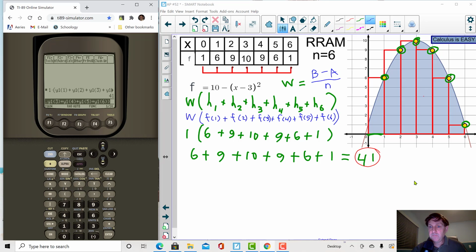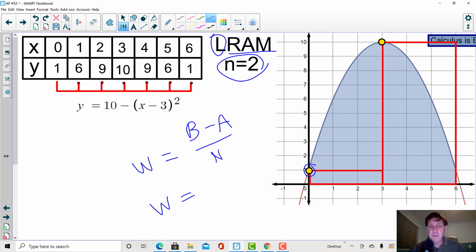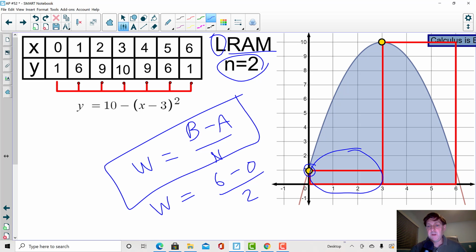Okay, let's go to the next example. For this example, we're going to use a left rectangular approximation with n equals 2, so that means just 2 rectangles, but each rectangle is going to touch at the top left corner. Let's try to use our formula to find the width. Remember, it's b minus a over n. The b is the endpoint, so that's 6. The a is the beginning, so that's 0. And we're dividing by 2 because we have 2 rectangles. This is going to give us a width of 3. For most of us, that's common sense. But if it was a more difficult example, this is the formula that you would use to figure out what the width is.